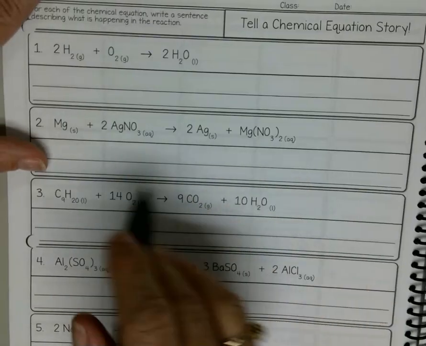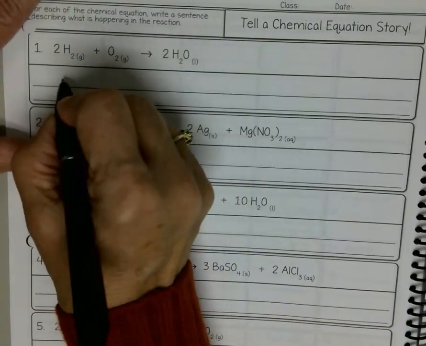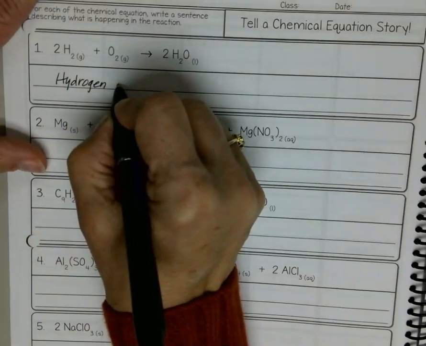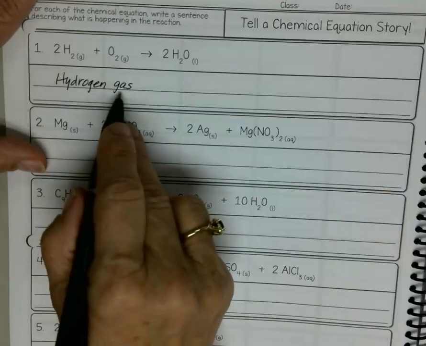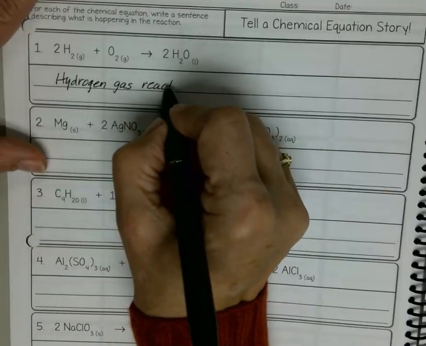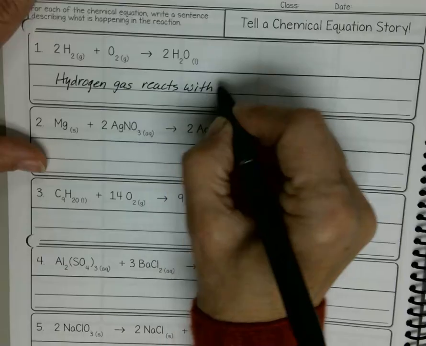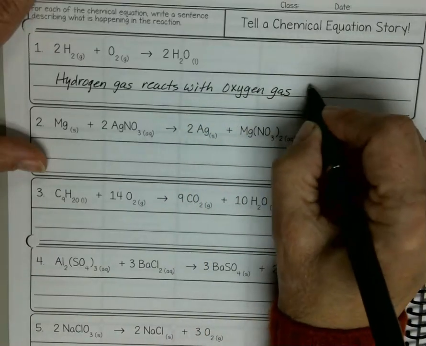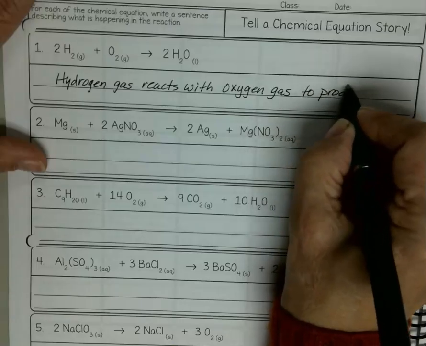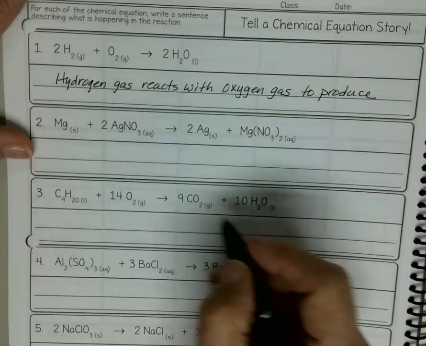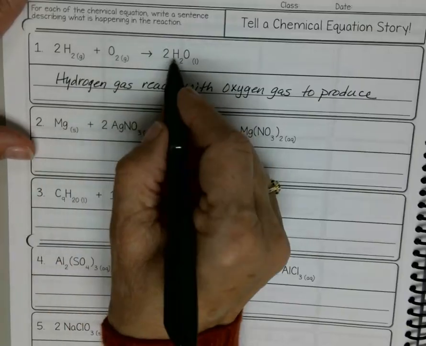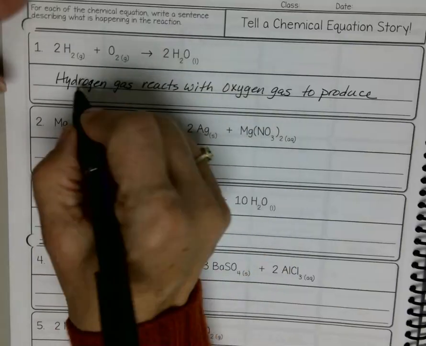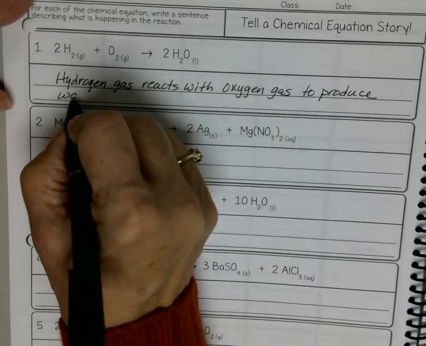Okay? So again, when we write this out, we say hydrogen gas, okay, hydrogen gas, it reacts with oxygen gas to produce, that's kind of words we like, but you could say yields, okay, to produce, and you can say either dihydrogen monoxide, or if you're comfortable with saying water.